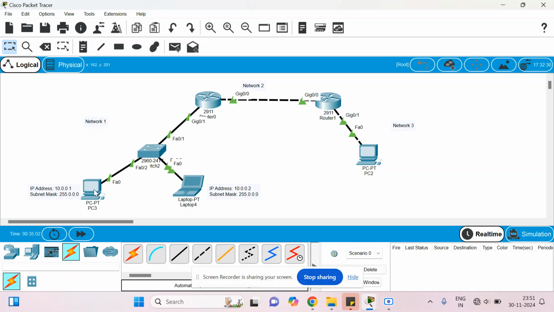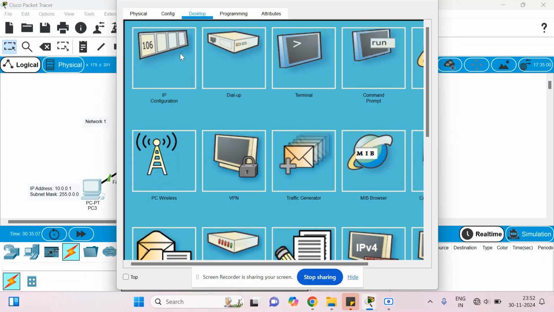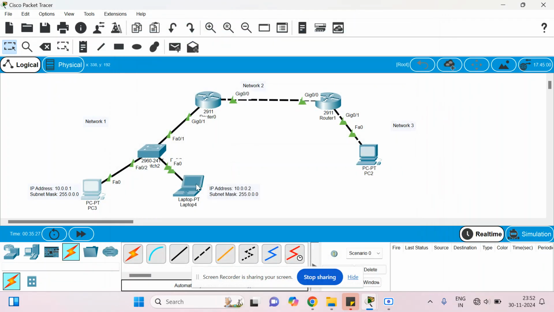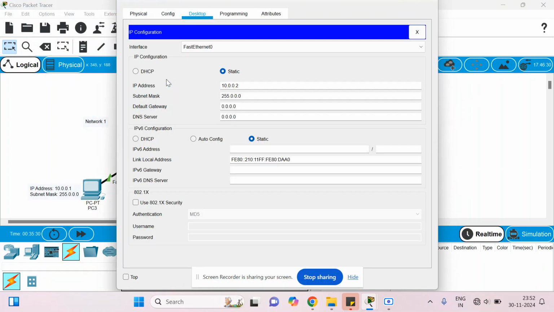So I'm opening the network 1's first machine IP. Here I am giving the default gateway. We have given 10.0.0.3 IP to the router's interface gig 0 by 0, which acts as a gateway for these two machines. So 10.0.0.3 is the default gateway address. Similarly for the second machine of network 1, default gateway 10.0.0.3.